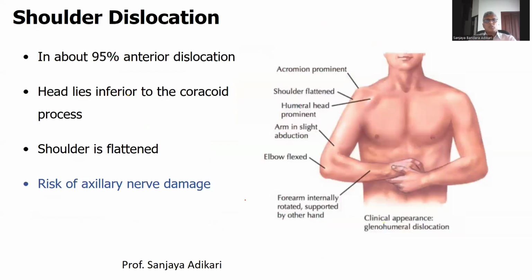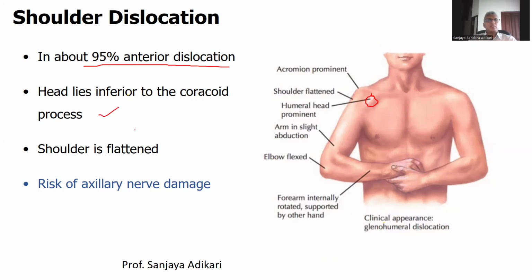Then when it comes to shoulder dislocation, you can see here this depression just below the clavicle, and the coracoid process is filled here in this person with the head of the humerus, because of this subcoracoid position of anterior dislocation. So that is one point. Then the other important point is, in 95% of the cases, it is anterior dislocation. Only less than 5% is posterior dislocation.